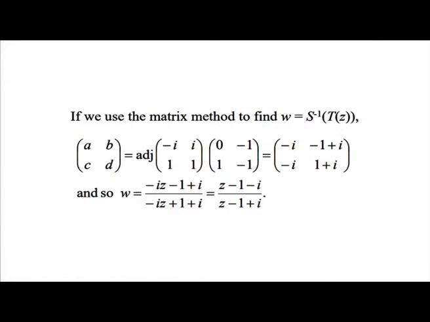If we use the matrix method to find w is equal to S inverse of T(z), so we have the matrix ABCD of T(z), which is given by the adjoint of the product of the matrices [minus i, 1; 1, 1] and the matrix [0, minus 1; 1, minus 1], which gives you [minus i minus 1, plus i; minus i, 1 plus i]. So, if I write w, I get (z minus 1 minus i)/(z minus 1 plus i).